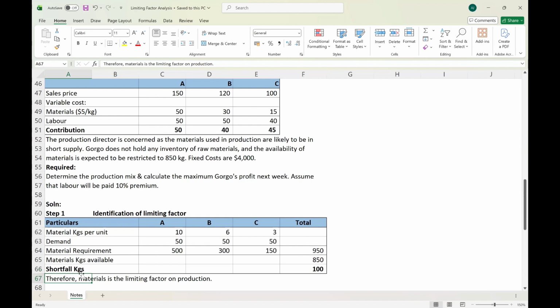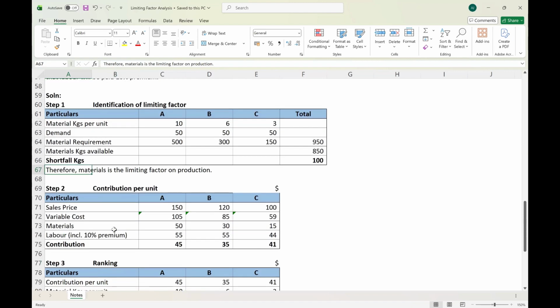So can we conclude that materials is the limiting factor? Absolutely. You are facing a shortage of 100 kg. If you had 100 kgs, you could have made entire 50, 50, 50 units of ABC each. Right? But you cannot do so currently. So you need to identify how do I allocate this 850 kgs to the products ABC so that my profit is maximized. Okay. So let's move to step 2.